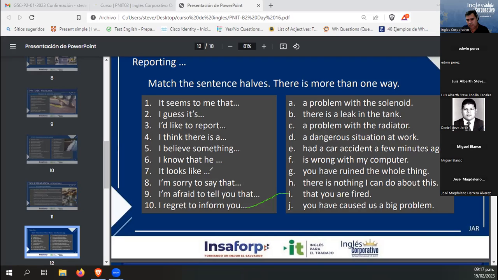No sé, igual estoy tratando de ver cuáles encajan ahí con las demás. Okay. I guess. I believe something is wrong with my computer. Five with letter F?